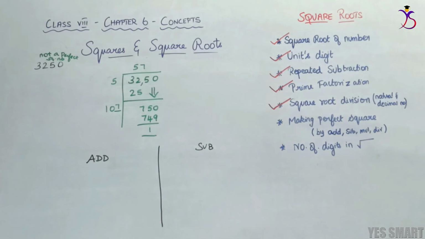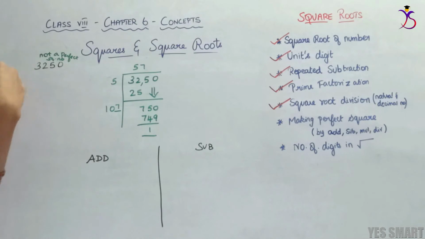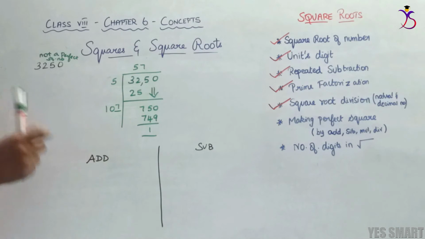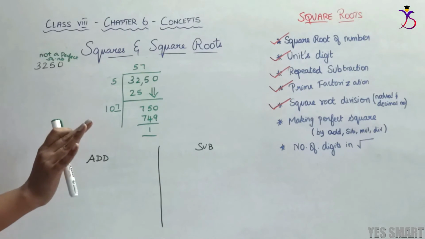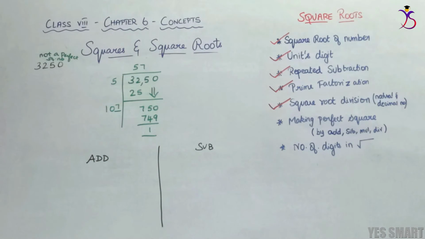The next concept is making a perfect square. They will give a number which is not a perfect square. Then they will ask us what number should be added or subtracted to make it a perfect square number. So here I have taken an example of 3250, which is not a perfect square number, which we need to convert to a perfect square number by adding or subtracting certain numbers. So let's find what we have to do.